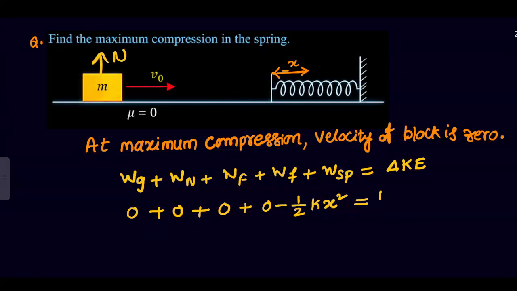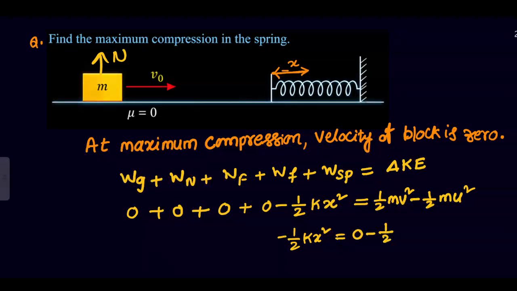So the final kinetic energy, half m v square, minus initial half m v0 square. x is the maximum compression. At maximum compression, the final velocity is 0. So minus 1 by 2 k x square equals 0 minus 1 by 2 m v0 square. We cancel the minus 1 by 2, so we get k x square equals m v0 square.